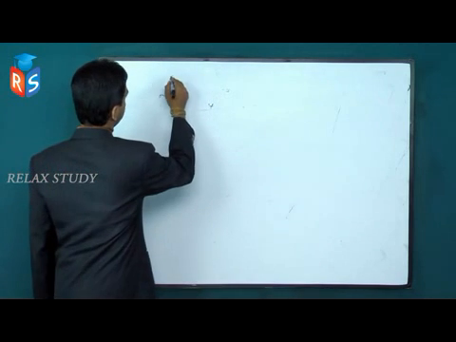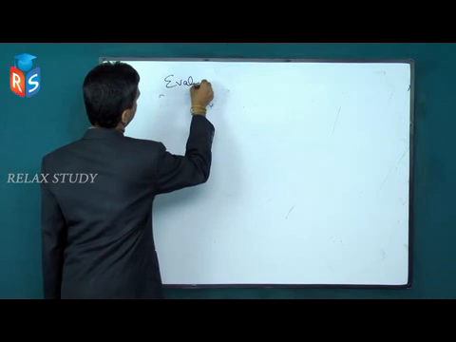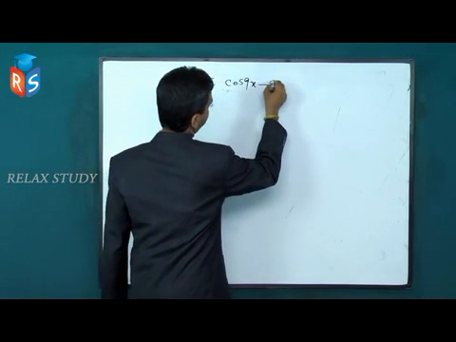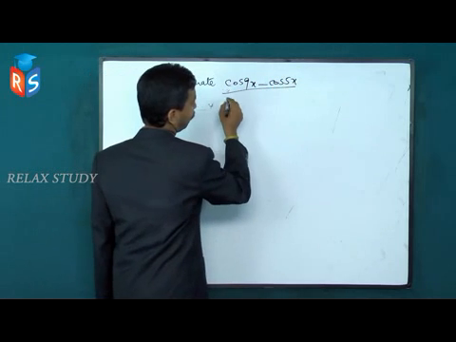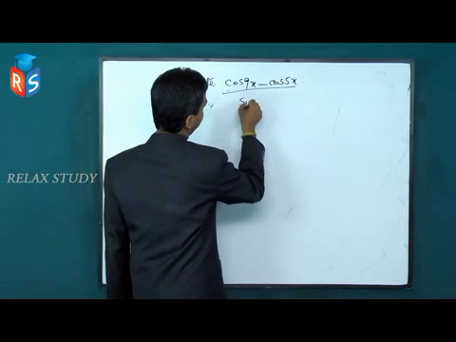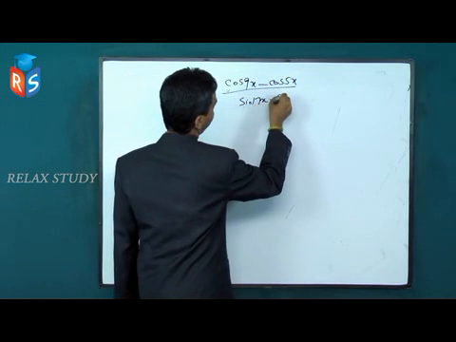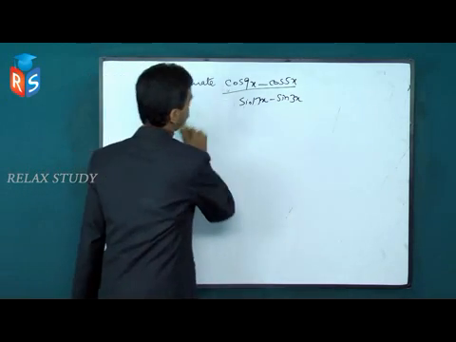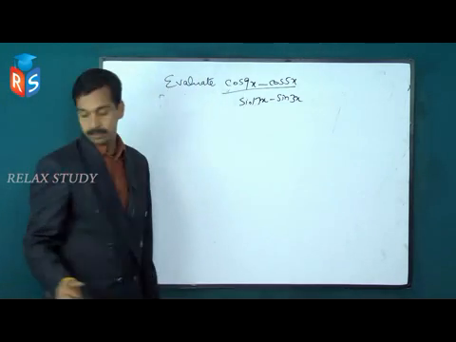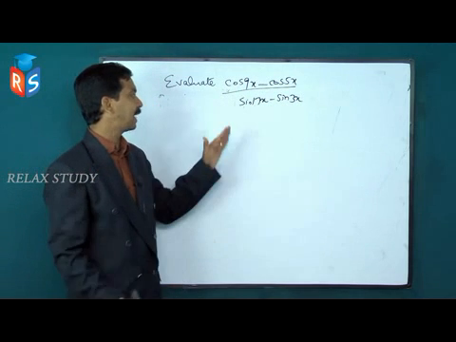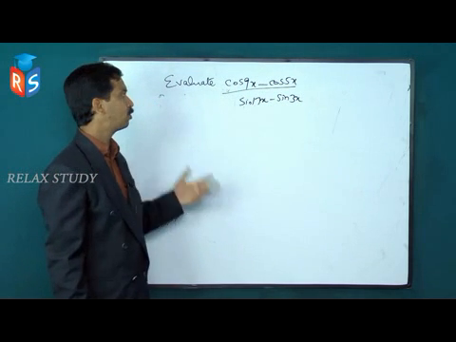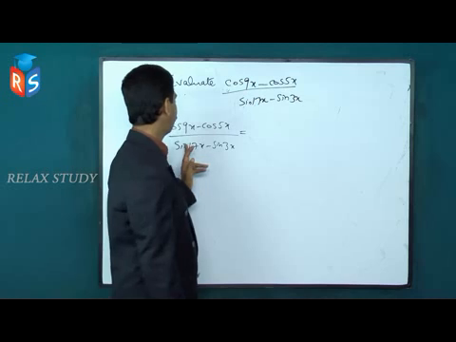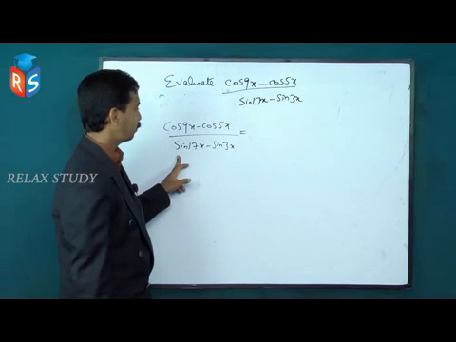Next, evaluate (cos 9x − cos 5x)/(sin 17x − sin 3x). We have to find (cos 9x − cos 5x)/(sin 17x − sin 3x). Here also we have to apply the results we have studied.